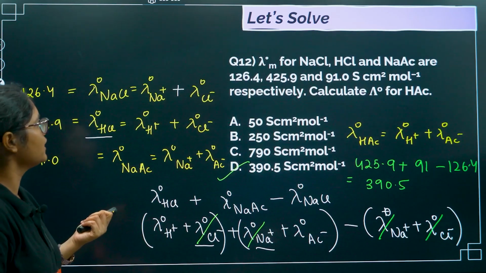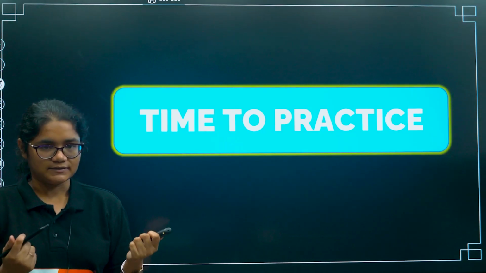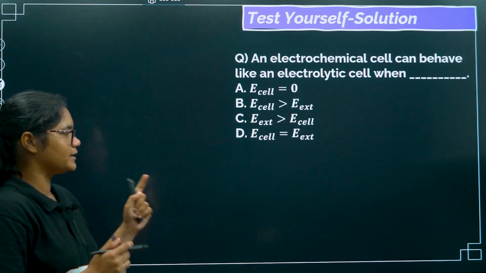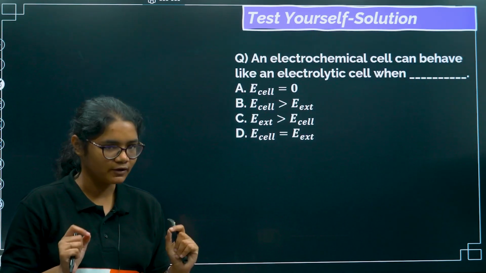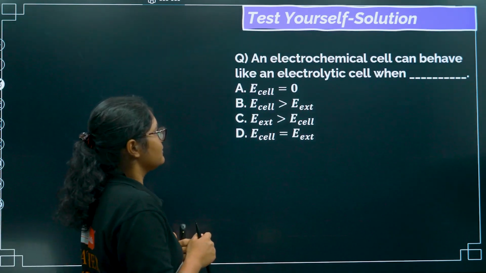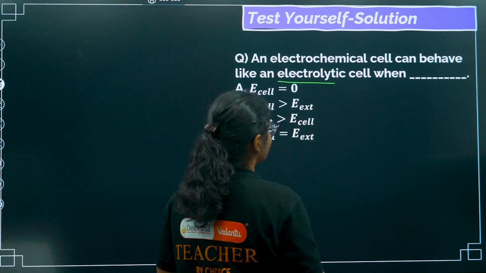Okay, now let us go to some practice questions. This was a homework question that I gave you in my last video. An electrochemical cell can behave as an electrolytic cell when?